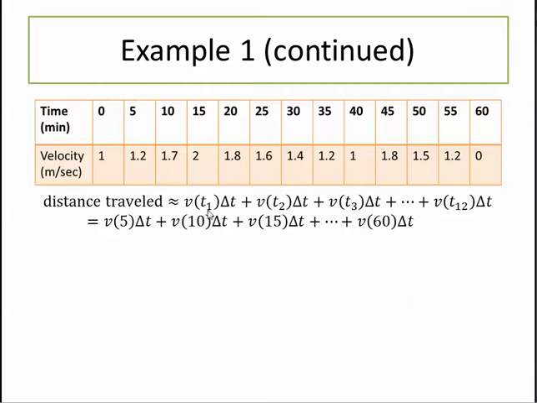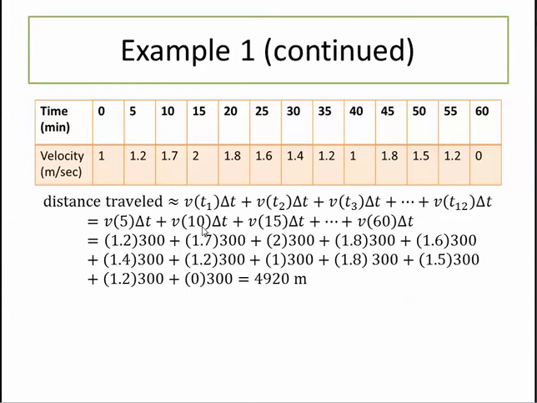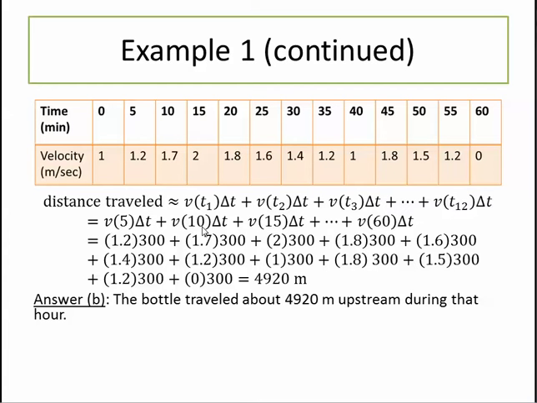So we plug in what we know t1, t2 up through t12 are equal to. We now evaluate our velocity at those times, and we know delta t is equal to 300. Plugging all that information in, we get that our total distance traveled is approximately equal to 4,920 meters.